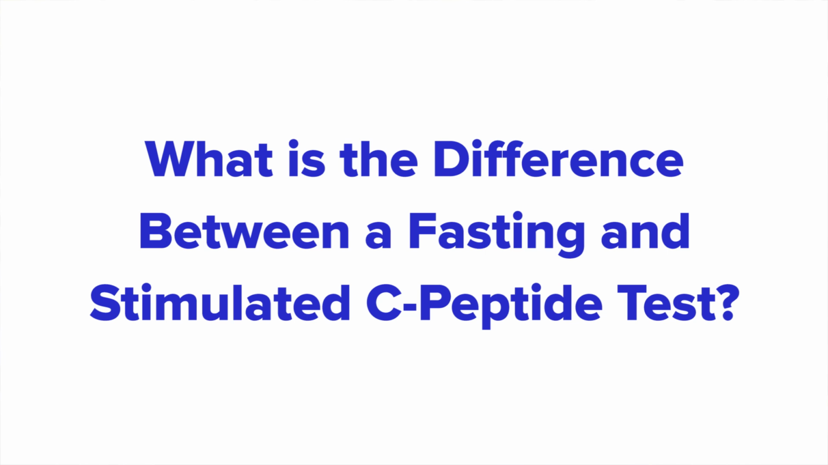Question number 5. What is the difference between a fasting and stimulated C-peptide test? There are two types of C-peptide tests. The first is a fasting C-peptide test, which is performed after an overnight fast of at least 8 hours. The second is a stimulated C-peptide test, which is used to measure the amount of insulin that your pancreas is capable of manufacturing in response to a high carbohydrate meal.